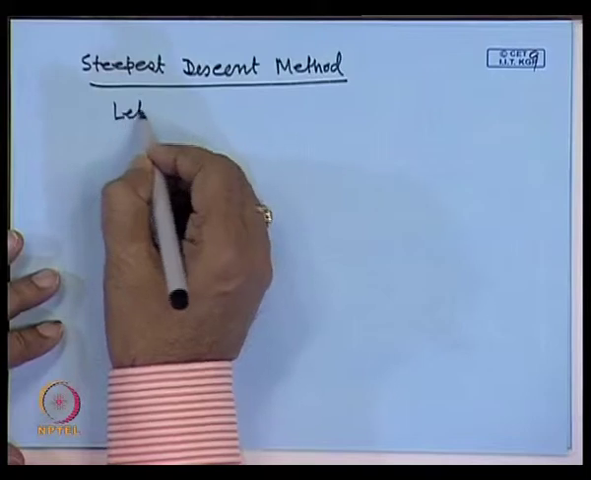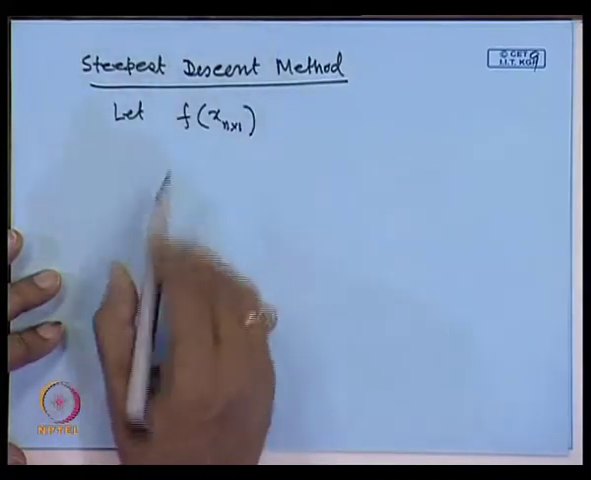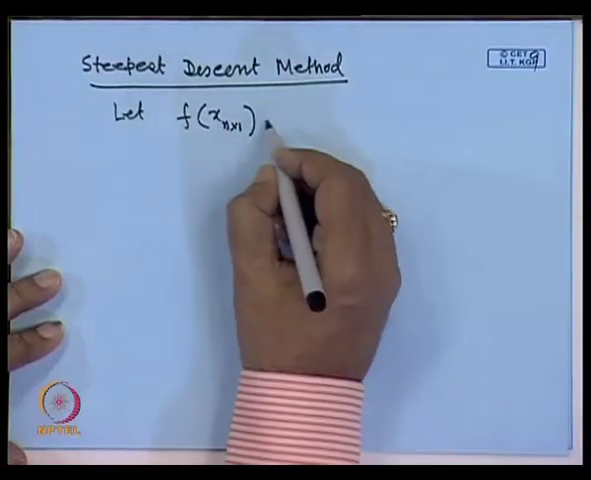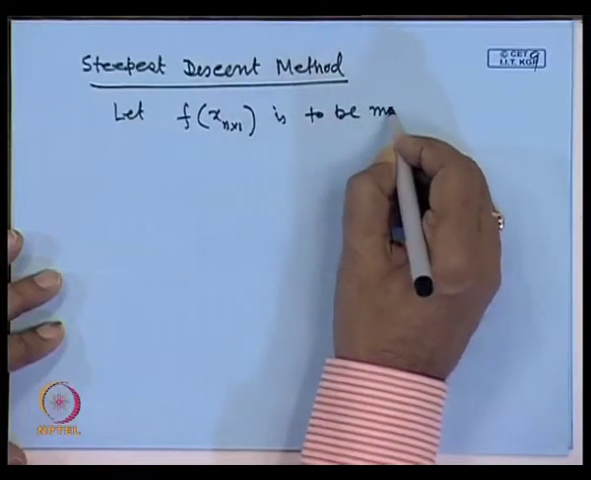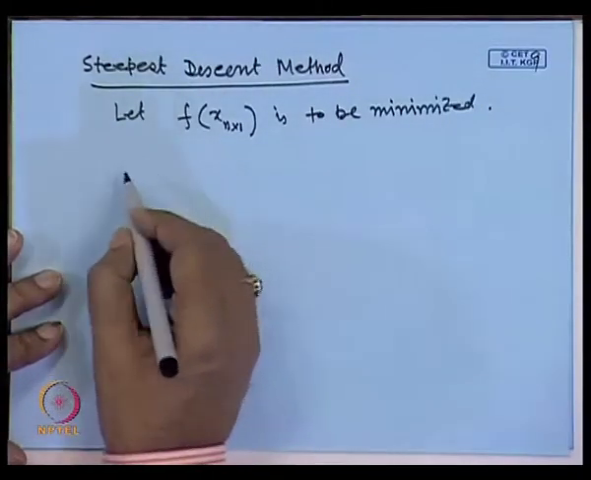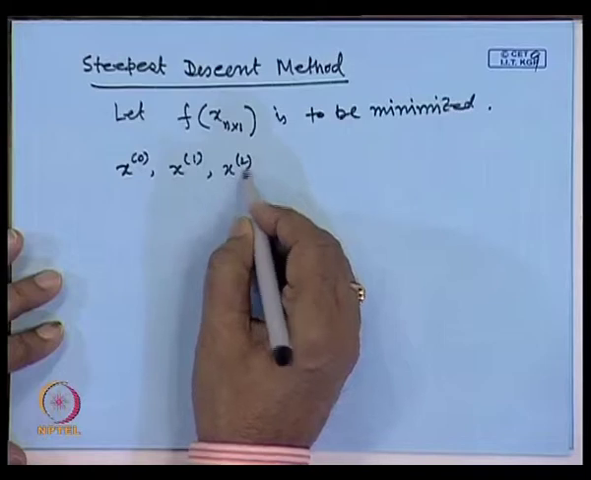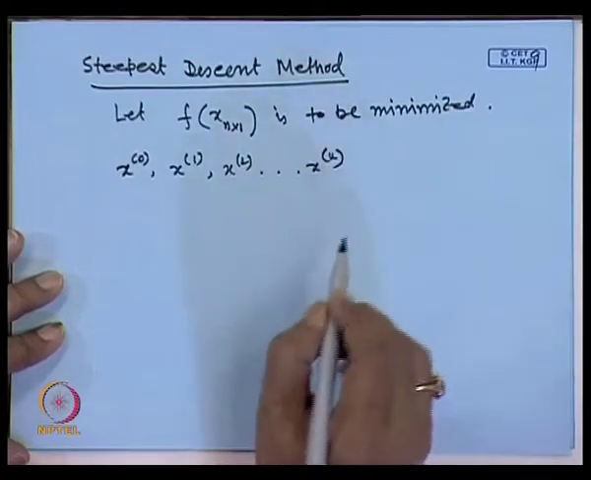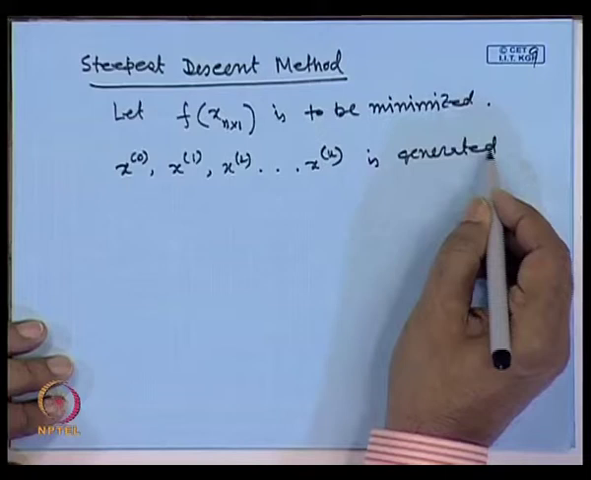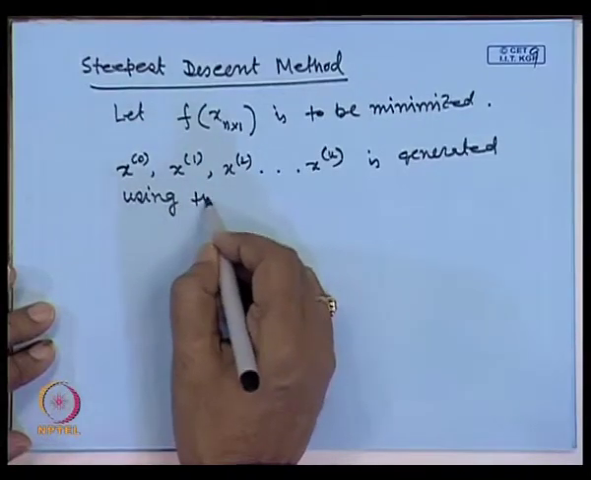Let us consider we have a function f of x, where x is n variables, x 1, x 2, up to x n, and f is to be minimized. That is our problem. Consider we have a sequence of points x of 0, x of 1, x of 2, up to x of k. This sequence of points is generated using the following expression.